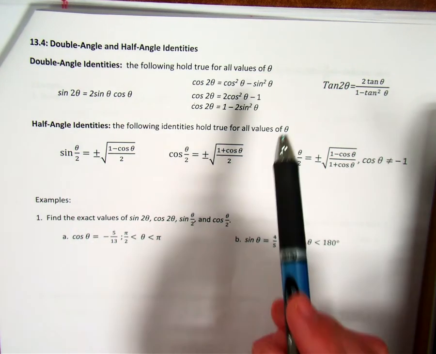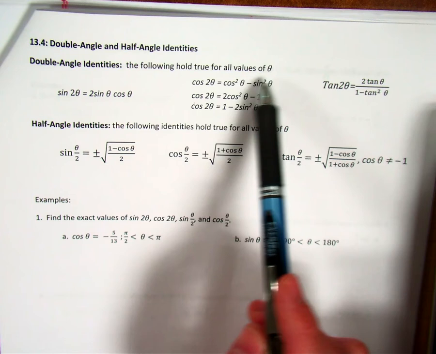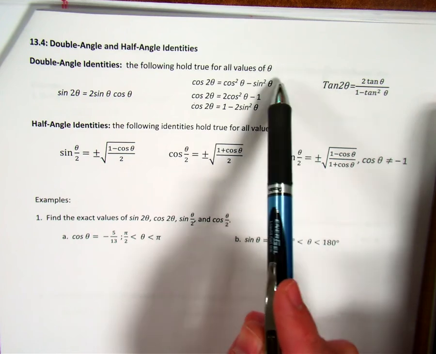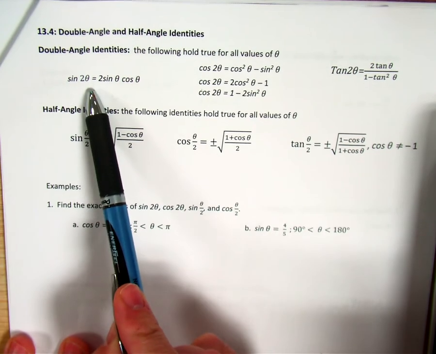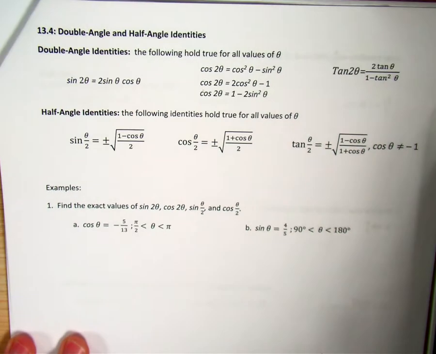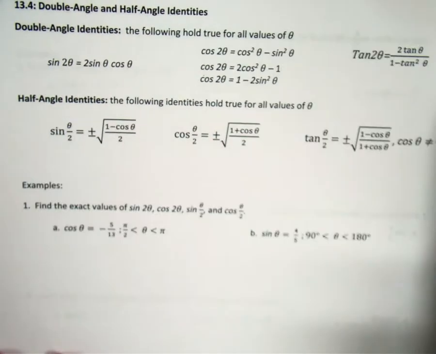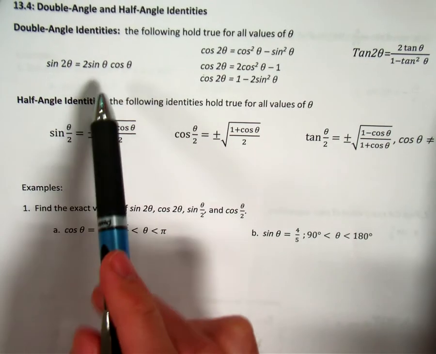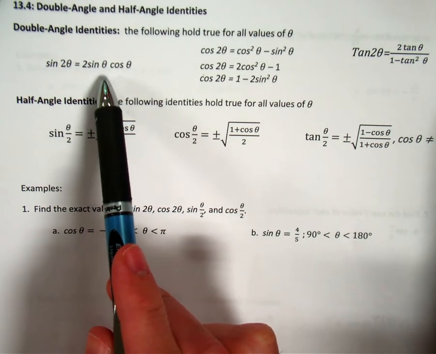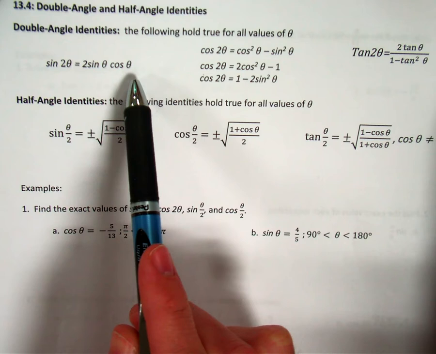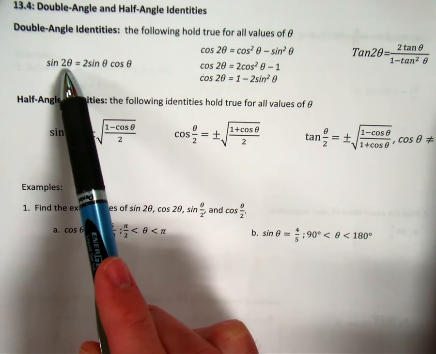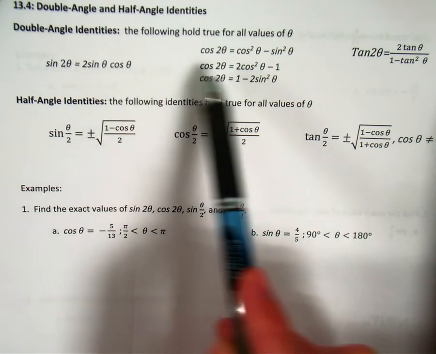All right, double angle identities. The following hold true for all values of theta. Sine of 2 theta, or the double of your angle theta, is equal to 2 times sine of theta times cosine of theta. Notice the difference here between the 2 theta and the theta.